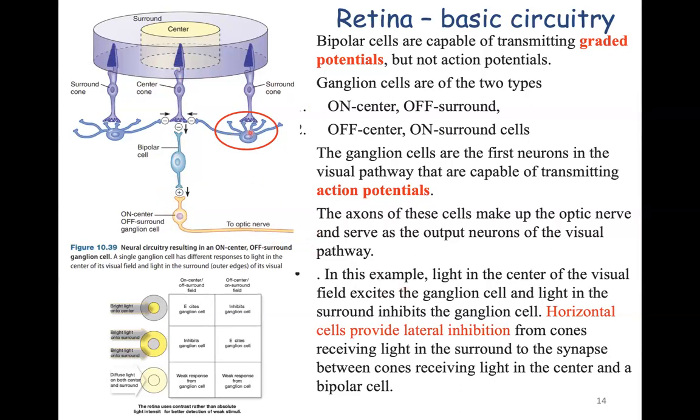Now, one more thing is that horizontal cells, which I've circled here, provide lateral inhibition. We'll come to this in a few slides as well, but for right now, all I need you to know is horizontal cells provide lateral inhibition from the cones receiving light and surrounding to the synapse between cones receiving light in the center and a bipolar cell.